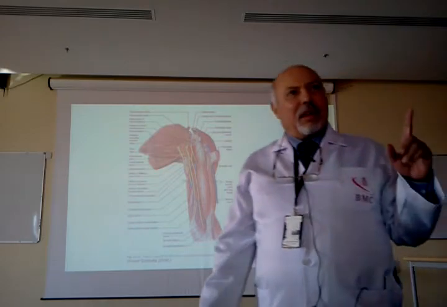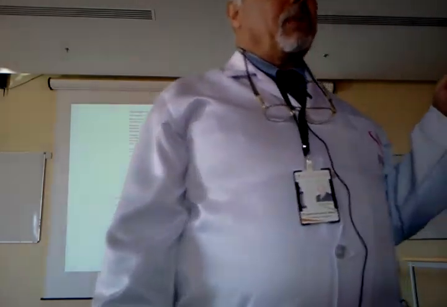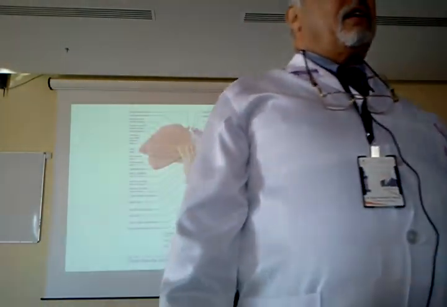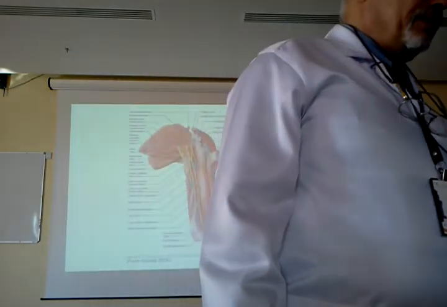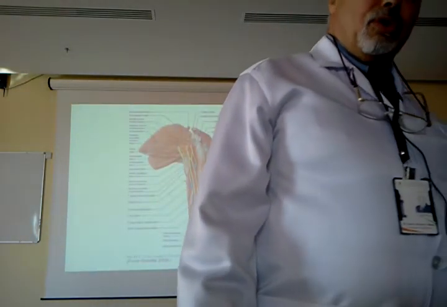Axillary nerve is accompanied by posterior circumflex artery. Radial nerve is accompanied by profunda vitae artery. And also ulnar nerve is accompanied by superior ulnar collateral and posterior division of inferior ulnar collateral.